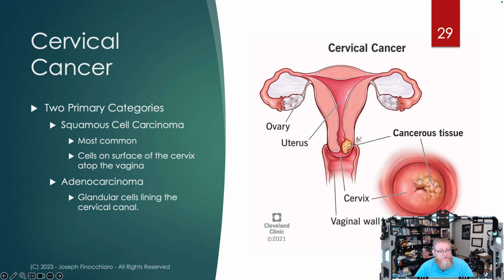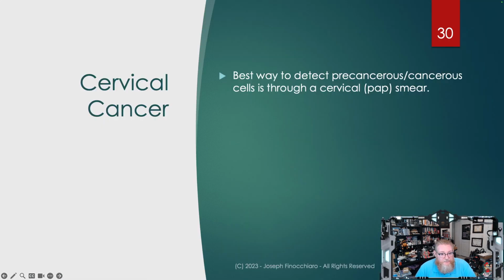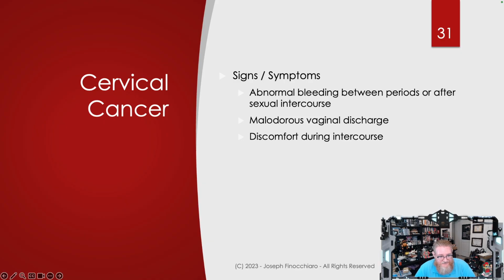Cervical cancer. There are two primary categories. You have squamous cell carcinoma, which is the most common, and these are the cells on the surface of the cervix atop the vagina. You also have adenocarcinoma, which are glandular cells lining the cervical canal. The best way to detect precancerous or cancerous cells is through a pap smear or a cervical smear. Signs and symptoms of cervical cancer can include abnormal bleeding between periods or after sexual intercourse, malodorous vaginal discharge, or discomfort during intercourse.